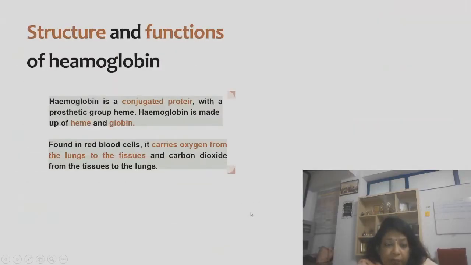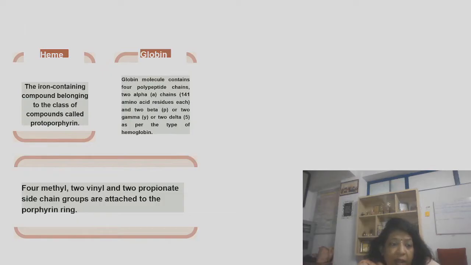Now we come to the structure and functions of hemoglobin. What is hemoglobin? Hemoglobin is a conjugated protein with a prosthetic group heme. Hemoglobin is made up of heme and globin, which is found in the RBC. It carries oxygen from the lungs to the tissue and carbon dioxide from the tissue to the lung. Heme is an iron containing compound belonging to the class of compounds called protoporphyrin.